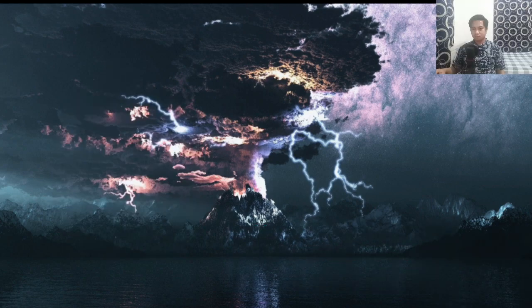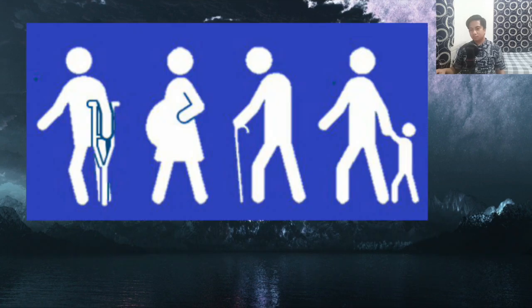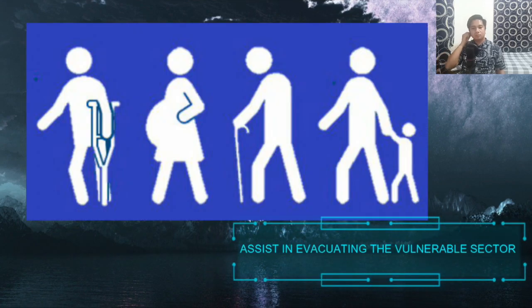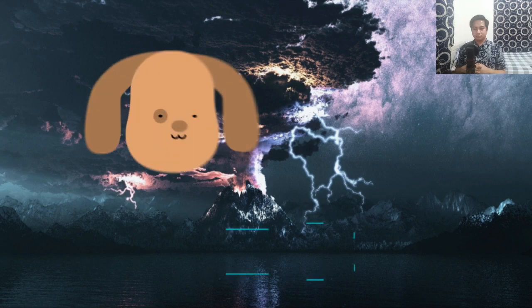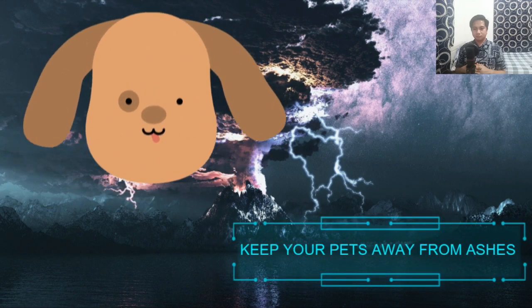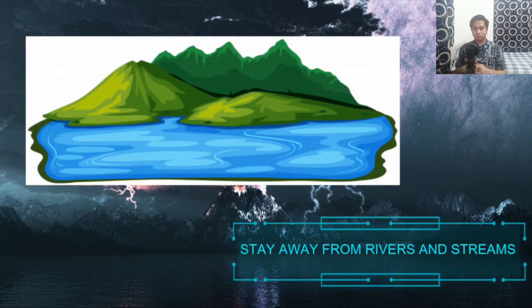During a volcanic eruption, stay away from danger zones. When notified, immediately evacuate to safer grounds. Assist in evacuating children, pregnant women, PWDs, and older people. Cover your mouth with wet cloth and wear protective goggles. Keep your pets in their shelter or inside to avoid them from inhaling ash. Stay away from rivers and streams for possible lahar flow.